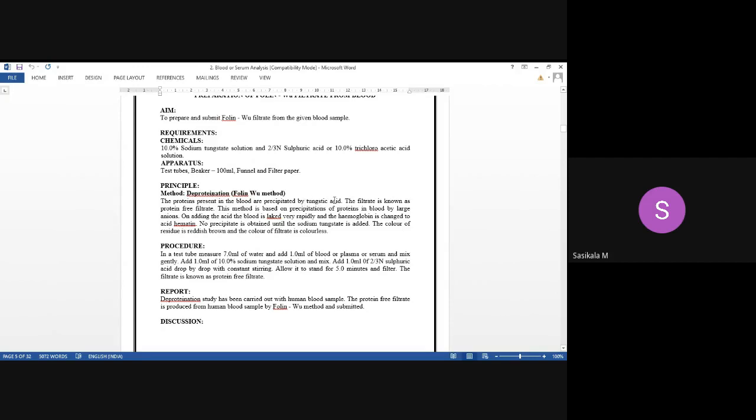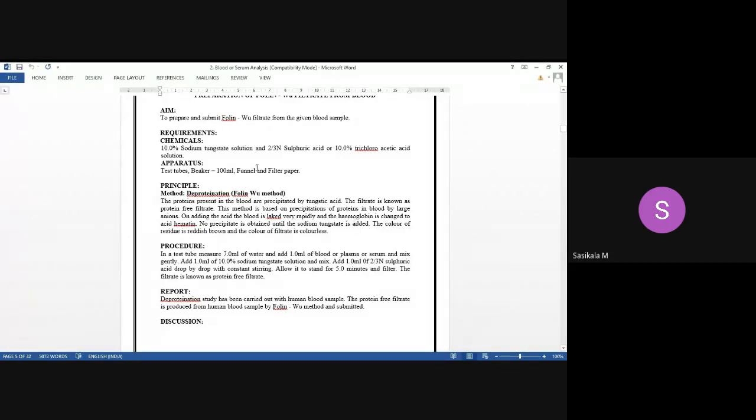Tungstate also will be tungstic acid, means it will be having carboxylic acid in it. So when it is in ionic form, in solution form, it will exist as tungstate, that is COO minus. So the carboxyl group that is of large anion, it is considered as large anions, and this anions will precipitate the protein. So on adding the acid, the blood is lacked very rapidly and the hemoglobin is changed to acid hematine. Here hemoglobin will change to acid hematine. So no precipitate is obtained until the sodium tungstate is added.